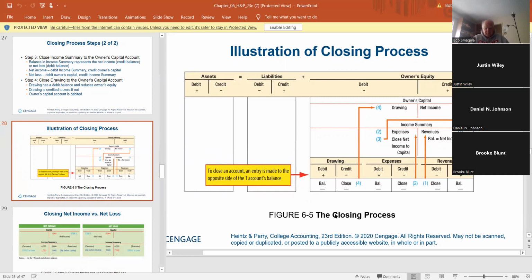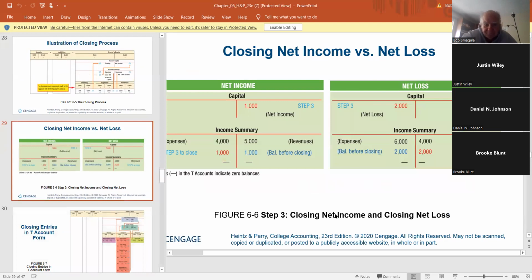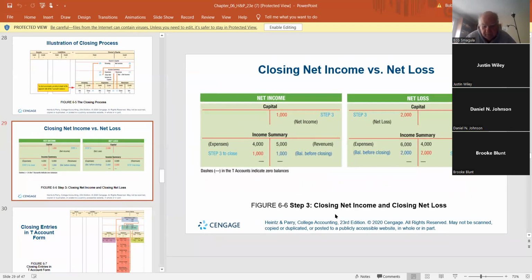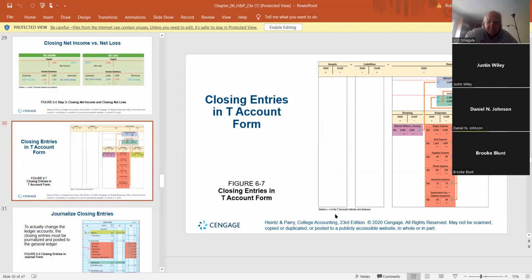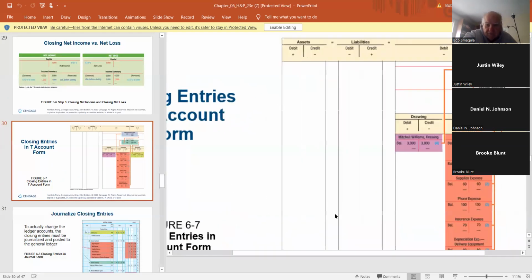There's not a lot to it in terms of the closing entries, but it can be a little hard to fathom why we're doing it. Why are we doing it? We're updating the equity. Okay. Not going to worry about that slide. And here we go. Let's look at it in the general ledger.